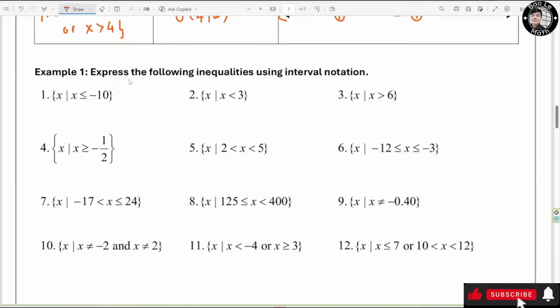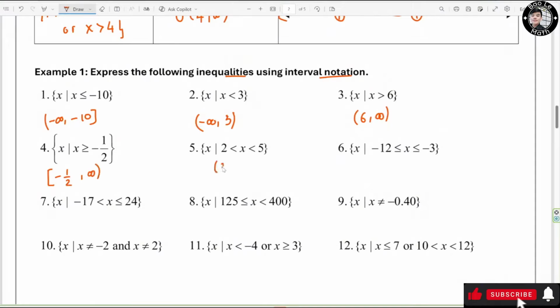Now, example number 1. Express the following inequalities using interval notation. So this one is the same thing as negative infinity, comma, negative 10. This one, s less than 3, so it should be negative infinity, comma, 3. This one, s greater than, comma, infinity. This one, negative 1 over 2.